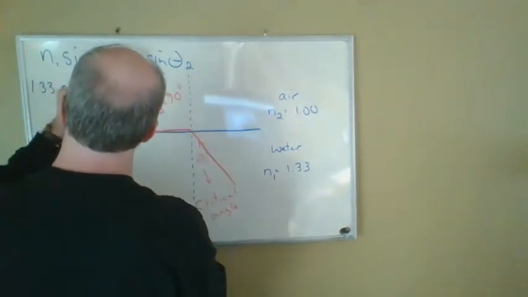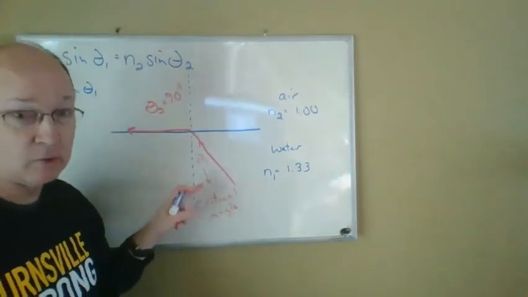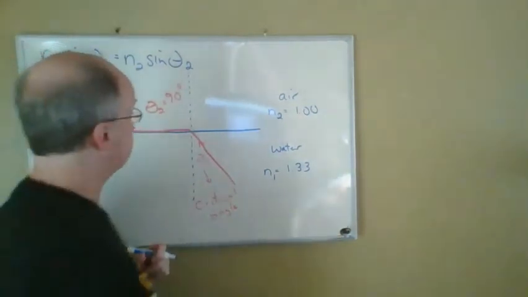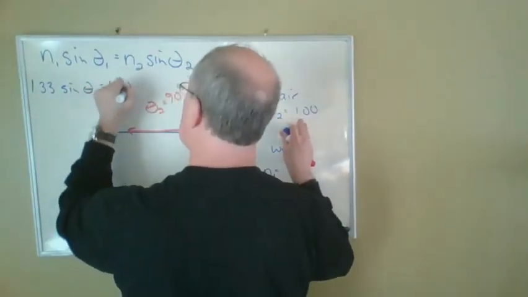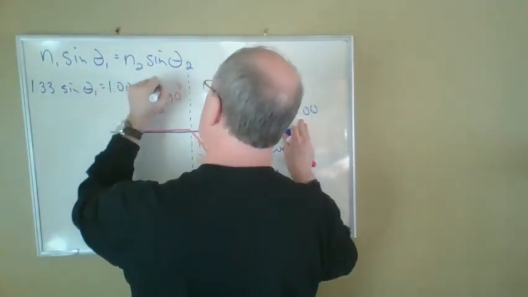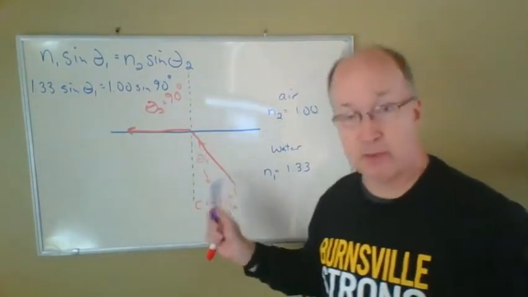Theta 1 is that unknown critical angle. We don't know what it is. We're trying to find what that critical angle is. All right. N2 is air, 1. And theta 2 is 90 degrees because that's when total internal reflection starts.